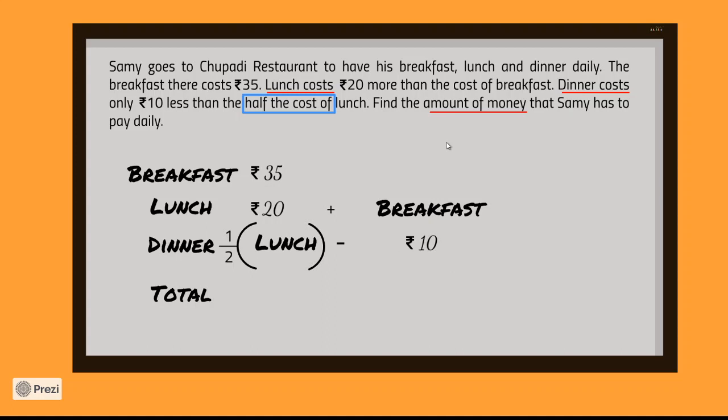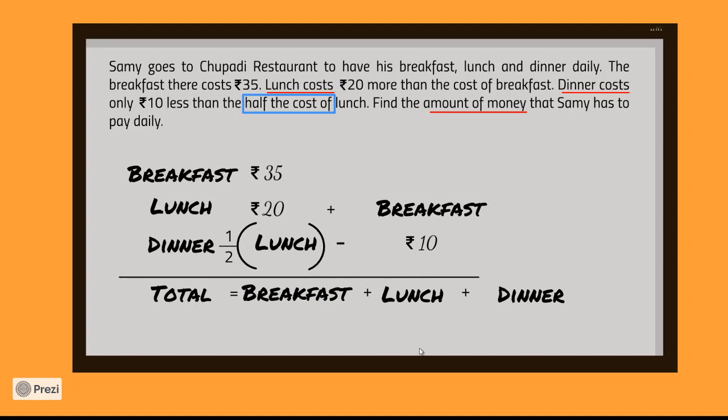Okay, so now let us add it all up. Add the cost of breakfast, the cost of lunch, and the cost of dinner. So total is equal to breakfast plus lunch plus dinner, right? Now breakfast is 35 rupees, so I'm writing 35. Lunch is 20 rupees plus breakfast, that is 20 plus 35, which is equal to 55. Then dinner is half of lunch, that is 55, then putting a half of lunch minus 10. So you can calculate whatever that is, and then you add this all up, you get the total.